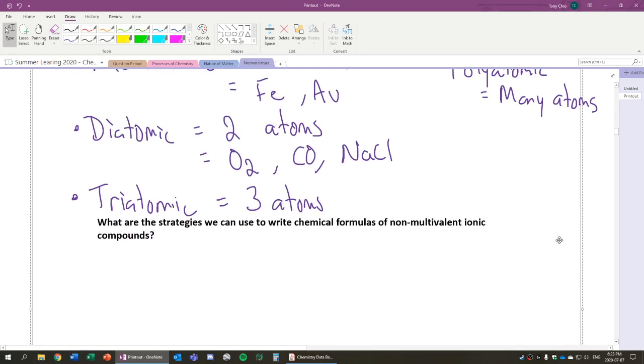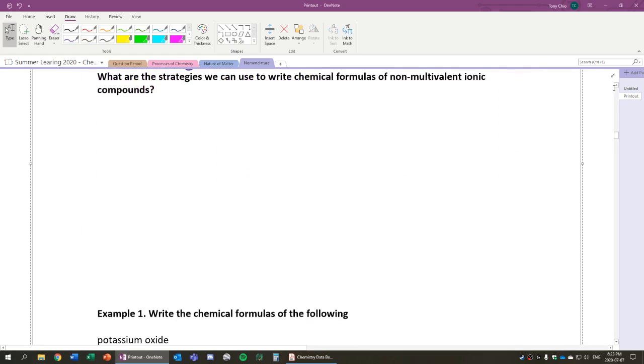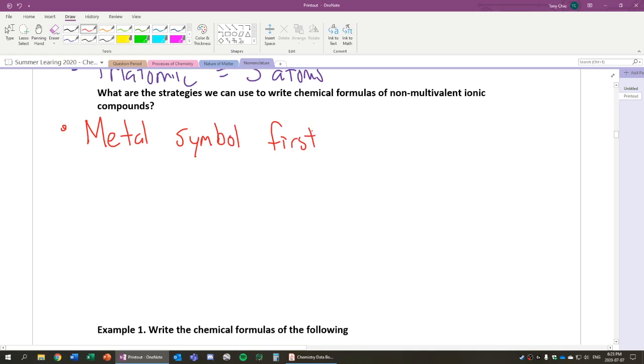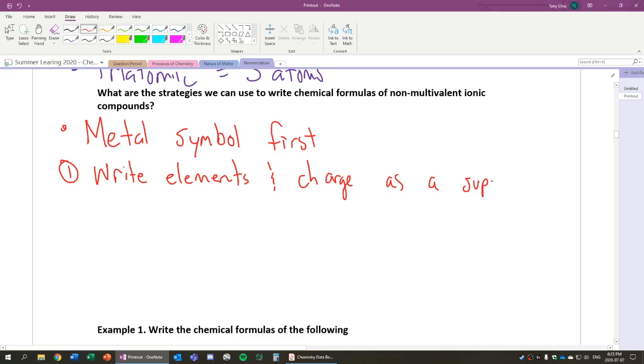So now what we're going to go into is how do we write the chemical formulas of non-multivalent ionic compounds. So this is the easy part of this lesson. Remember, the first thing is the metal symbol always comes first. So first step, write the element and charge as a superscript. Superscript just means like an exponent. The charge will be written like an exponent.